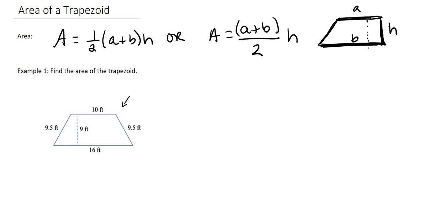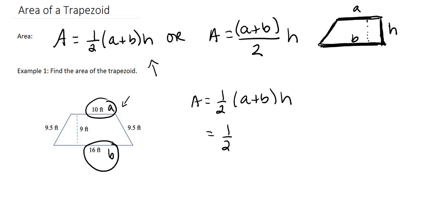So let's go ahead and solve example 1. We're going to find the area of the trapezoid. Well, let's go ahead and use this formula. So we have area equals 1/2 (A plus B) times H. We have 1/2, that stays the same. Now this can be considered A, and this can be B. So we have 10 plus 16. Now our height is between these two parallel lines, and we notice that we have a 9 there.